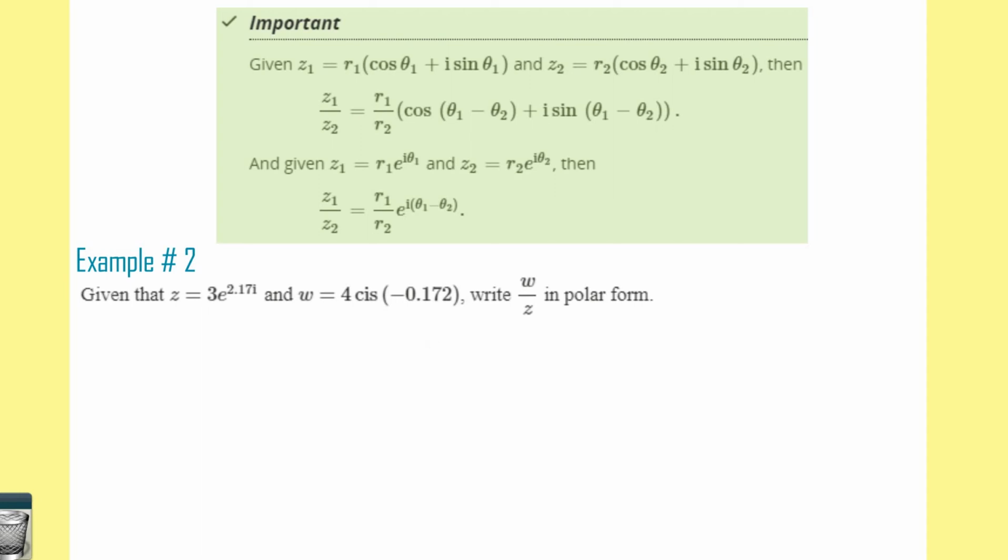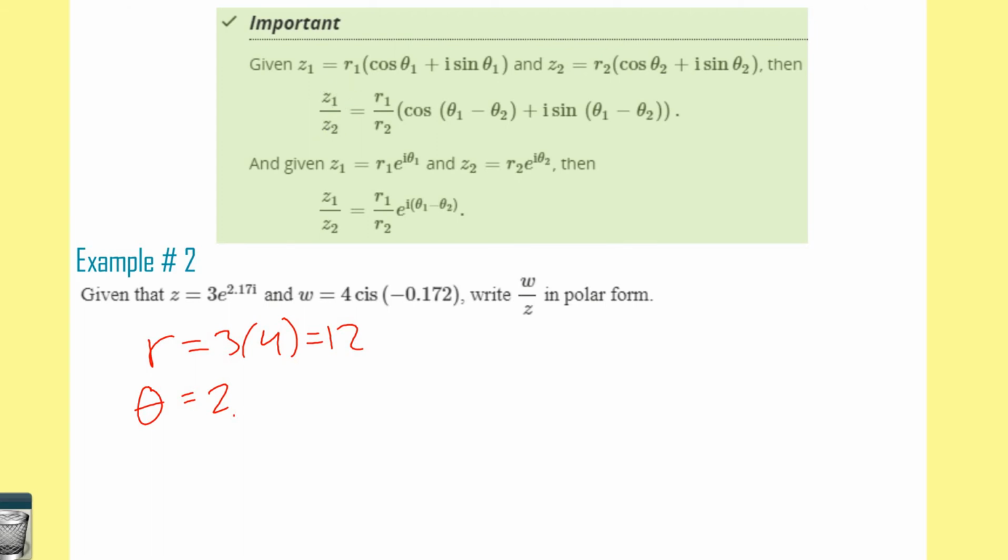Okay, so for this one, if we divide w and z, we put it in polar form. So let's see, we're going to multiply the modulus, so 3 times 4, and our new one is 12. And for our new angle, we're doing w over z. So make sure you're doing the subtraction right. It's the top numerator over the denominator.